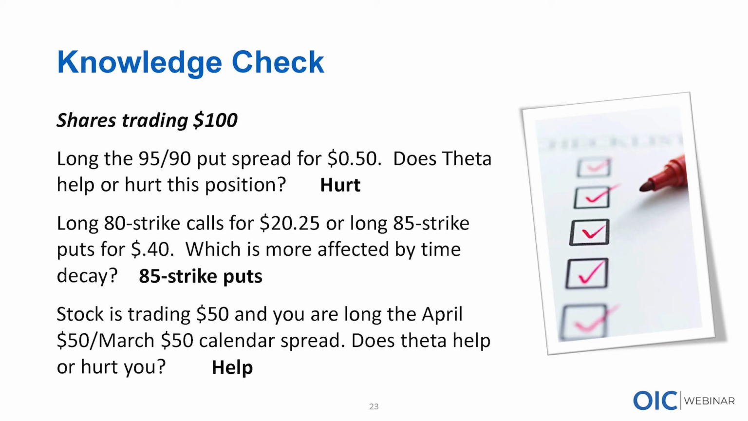So we're contract neutral again. We're long one contract, short another. The thing you have to keep in mind, even though we're long the April contract, we're going to pay a debit for this spread. So we're paying money out. But remember, theta affects the near-term at-the-money options. The theta will be greater for the near-term at-the-money. So actually the Marches will decay at a greater rate than the April. So theta, in this case, actually helps us.